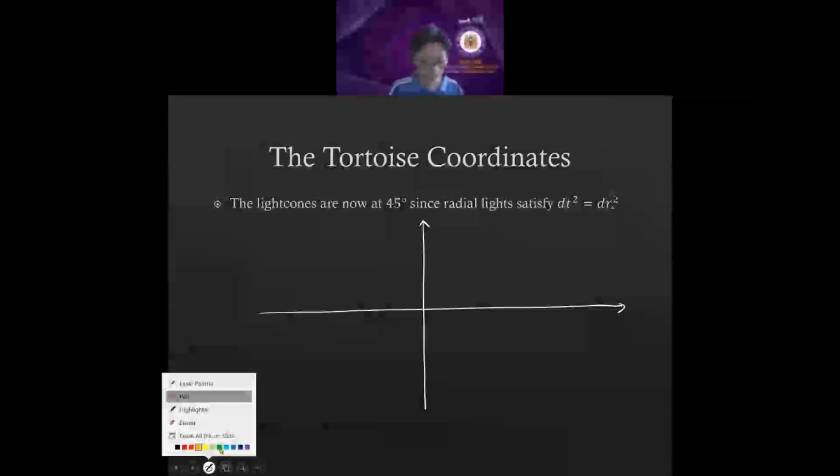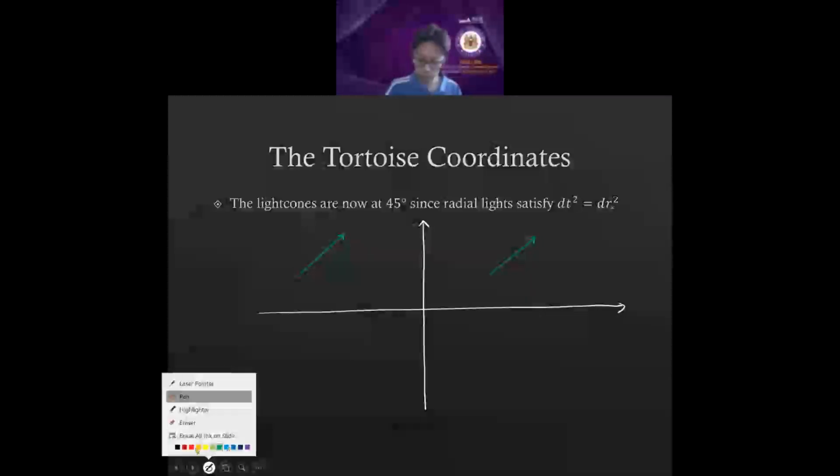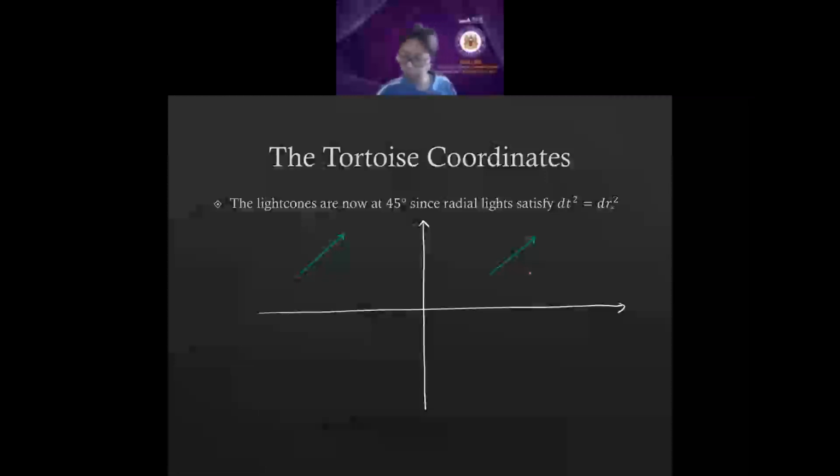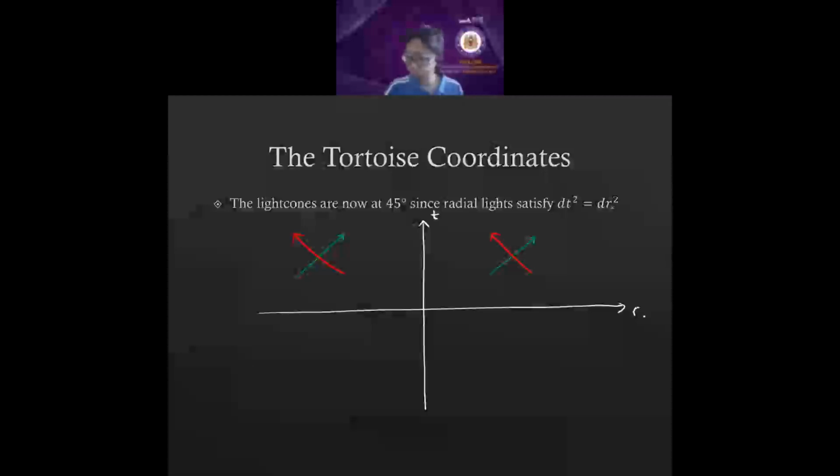The outgoing light, on the right, is going to be at 45 degrees to the right, and the ingoing is going to be at 45 degrees towards the left. And this is my T and this is my R star. Okay, but now we have a problem, right?